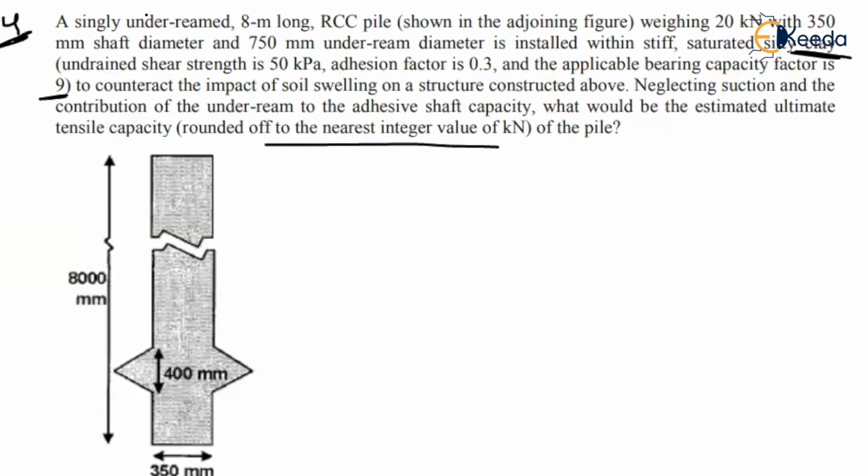Again, end bearing resistance plus frictional resistance plus self weight of the pile. That will be equal to the capacity. That will be equal to the self weight of the pile plus end bearing resistance QB plus frictional resistance QS. That will be equal to what is the self weight given? Self weight is given as 20 kilonewton plus, what about the end bearing capacity?